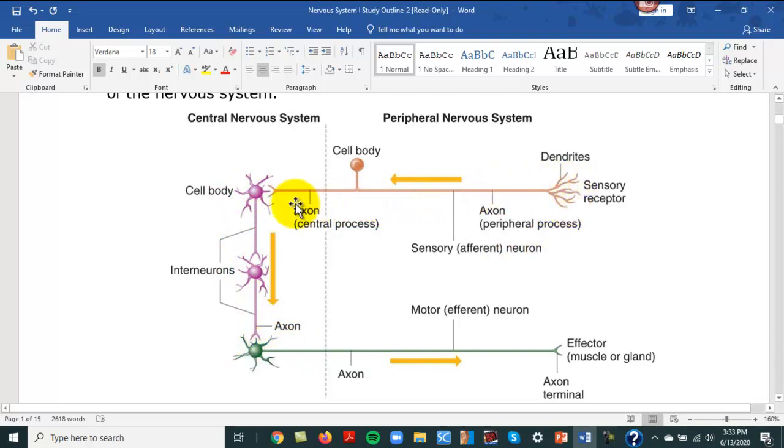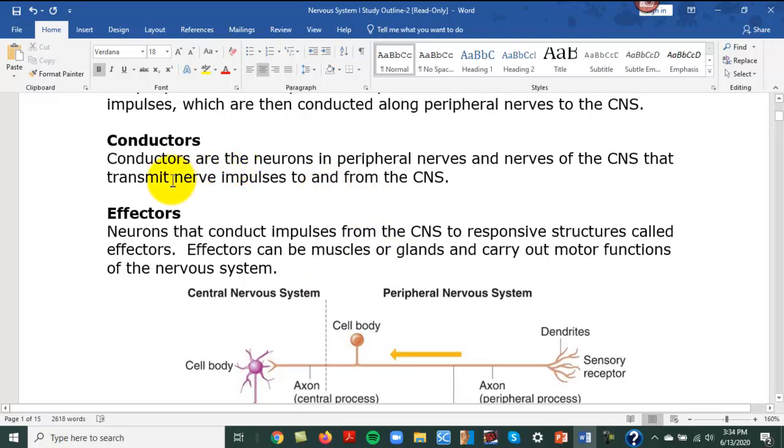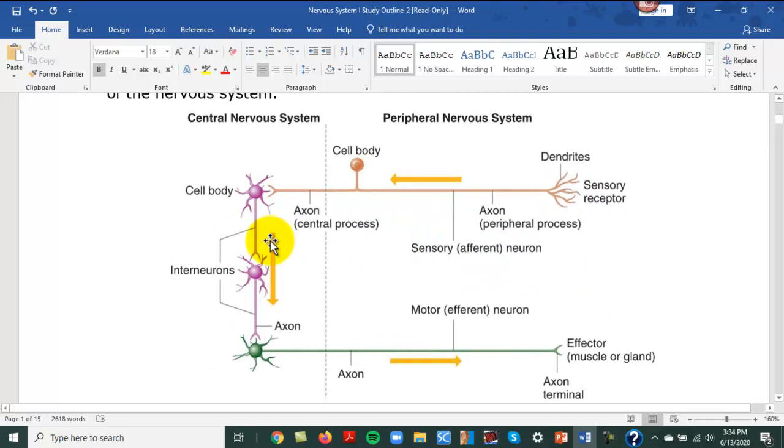So the sensories are carrying information in this way. Interneurons connect sensory nerves or sensory neurons to motor neurons. So this is a motor neuron. Motor neurons carry information away from the brain or spinal cord. Sensory neurons always carry information into the brain or spinal cord. But here are the conductors, which are the nerves. So conductors are the neurons in peripheral nerves and nerves within the central nervous system, which is what these are. So you have information going in this way. It is then connected to a neuron that's going to then carry that information away from the brain or spinal cord. And the effector is out here.